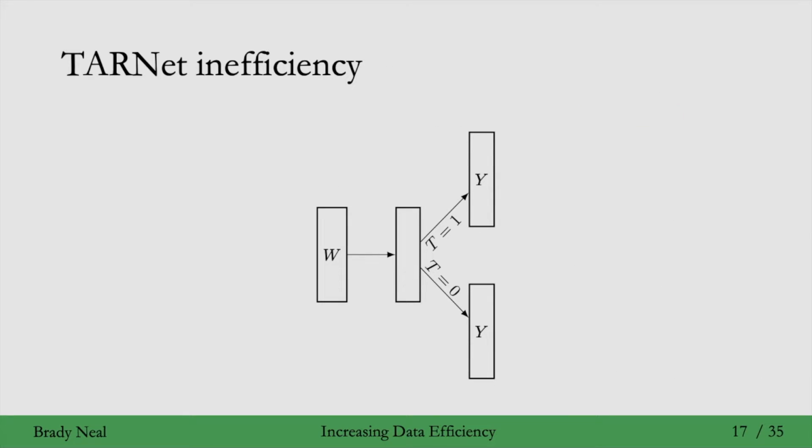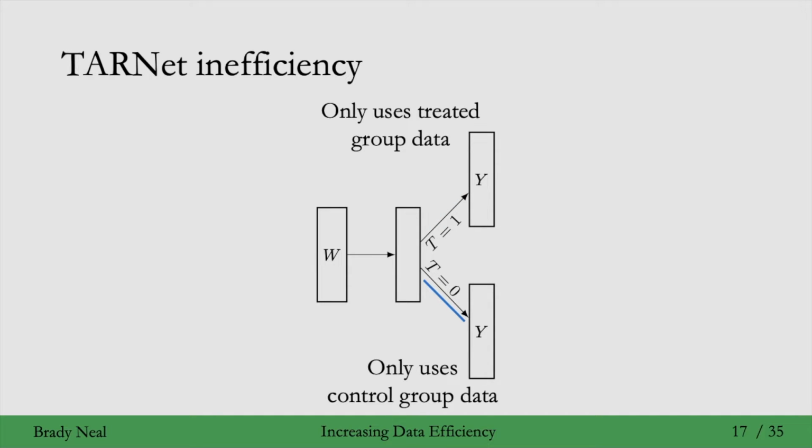However, what I said on the last slide was not completely true. It is true that the subnetwork that maps from W to this treatment agnostic representation uses all of the data. It's not true that this whole network uses all of the data. The head that branches off for the treatment group only uses the treatment group data. The subnetwork for that head is only trained using treatment group data. Similarly, the subnetwork for the T = 0 head is only trained using the control group data.